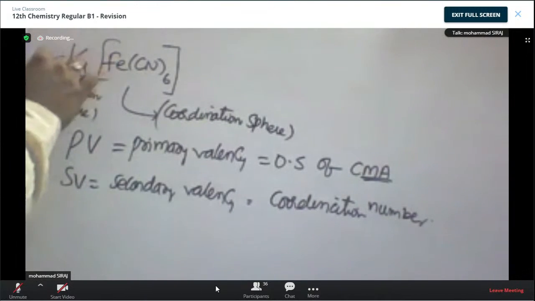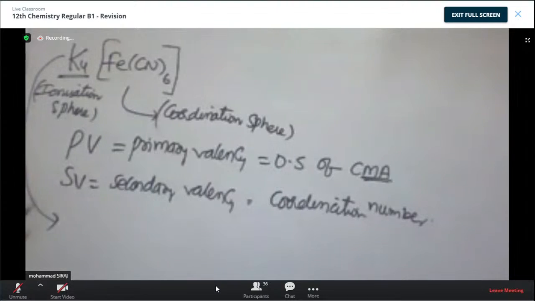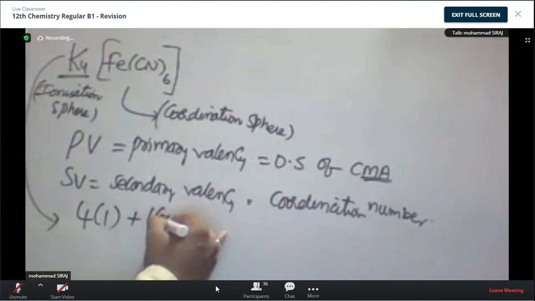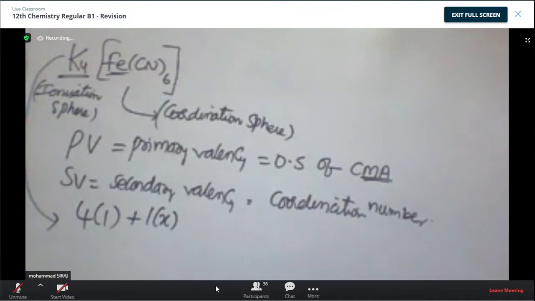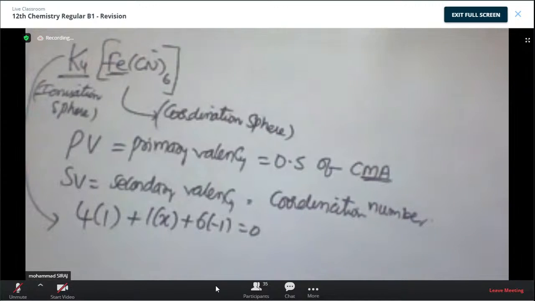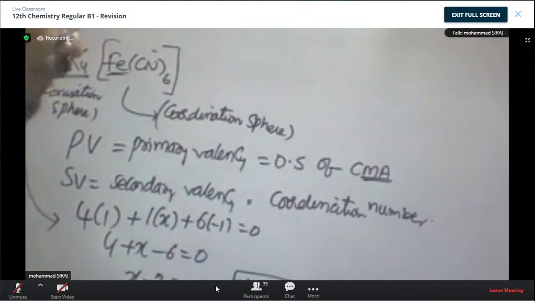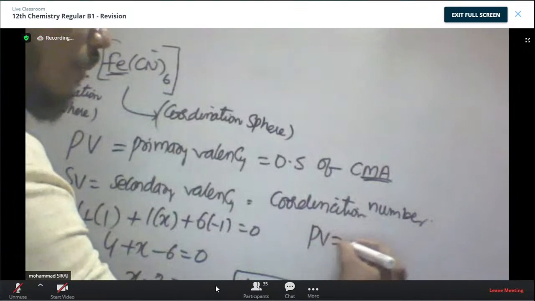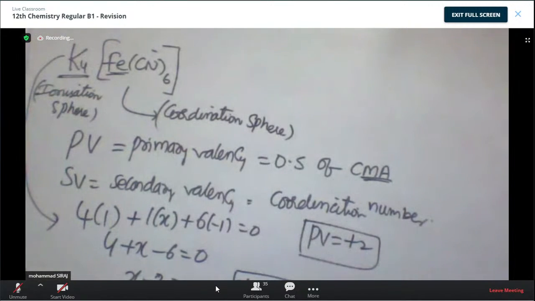I'll explain clearly. How to find the coordination number and oxidation state: 4 into potassium. Potassium belongs to the s block, alkali metals, and its oxidation state is +1. So 4 into 1, plus 1 into X for iron, plus 6 into -1, because cyanide is a negatively charged ligand, is equal to 0. So 4 + X - 6 = 0, X - 2 = 0, so X is +2. The primary valency of this complex is +2.